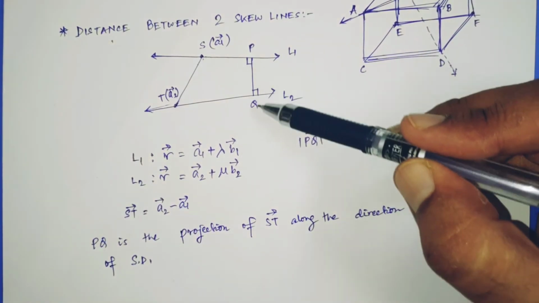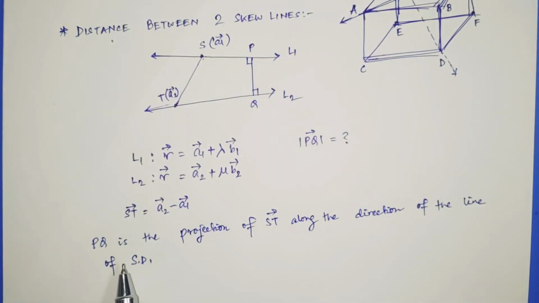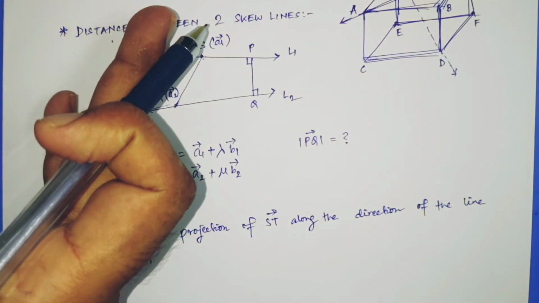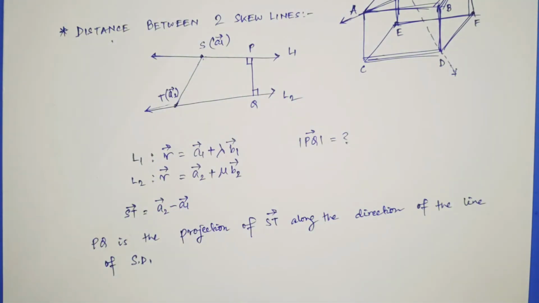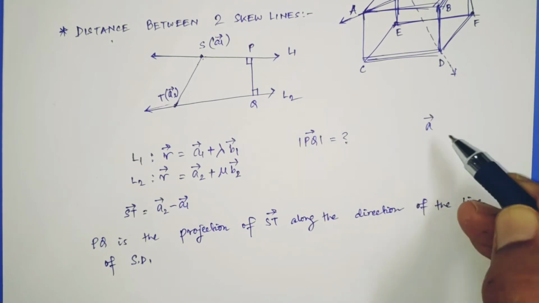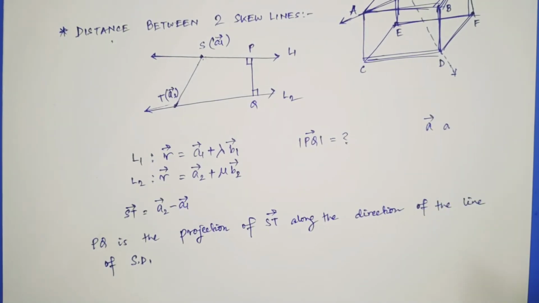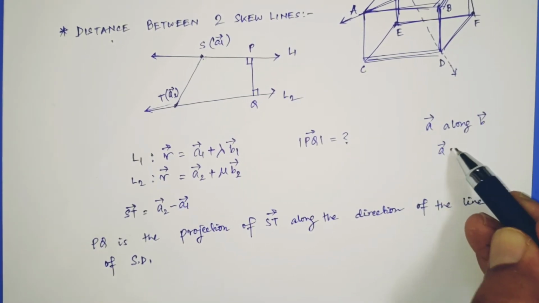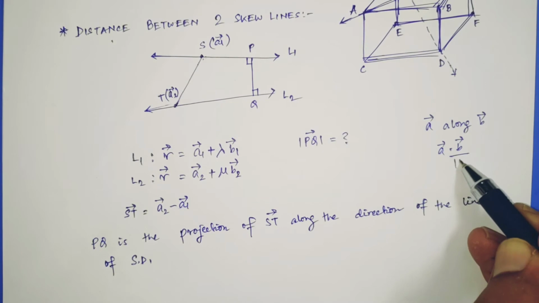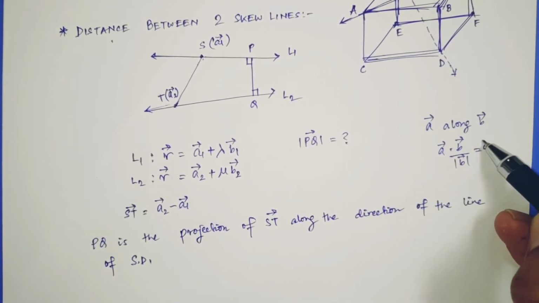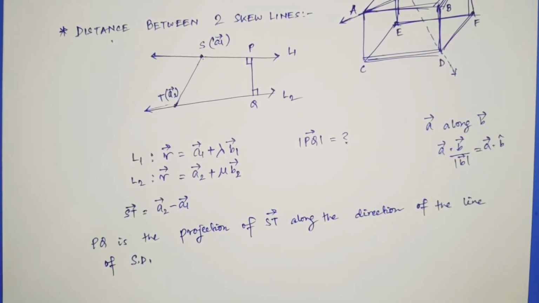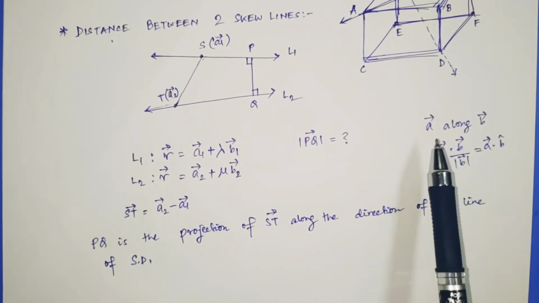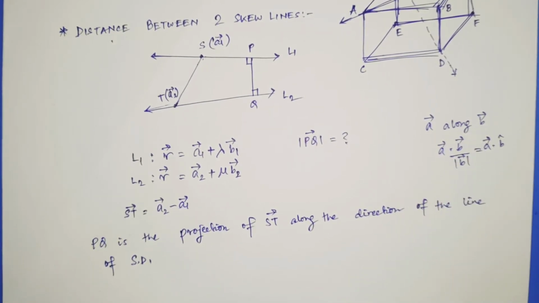PQ, the distance which you are finding, is actually the projection of ST vector along the direction of the line of shortest distance, the projection of this one on this line, right? Now, I already told you the projection of A vector along B vector. What was the formula? It was A dot B vector divided by the magnitude of B. It is basically A vector dot B cap. Yes or no? That was how we used to find the projection of A vector along B vector, right?